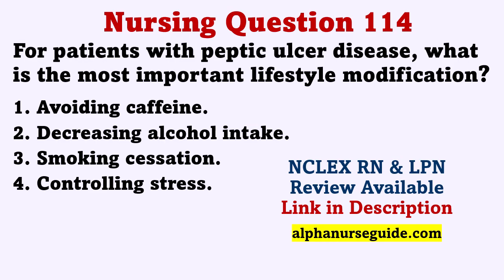For patients with peptic ulcer disease, what is the most important lifestyle modification? 1. Avoiding caffeine. 2. Decreasing alcohol intake. 3. Smoking cessation. 4. Controlling stress. The correct answer is 3. Smoking cessation. Rationale. Smoking is associated with peptic ulcer disease. The other lifestyle modifications may be desirable, but the current evidence does not show strong linkage to the development of or recovery from peptic ulcer disease.